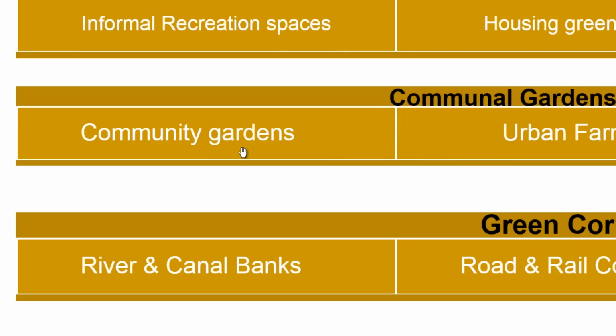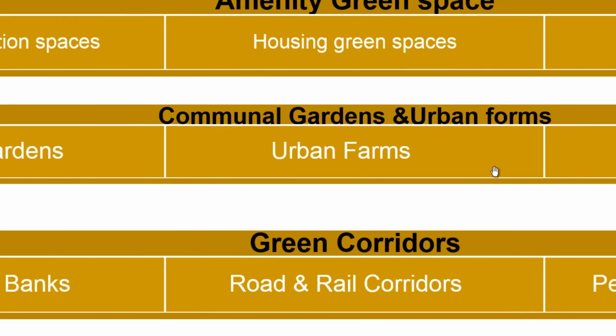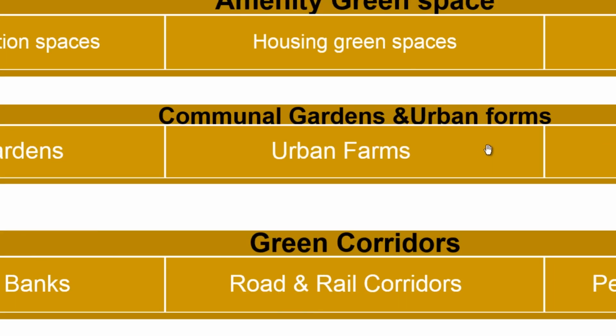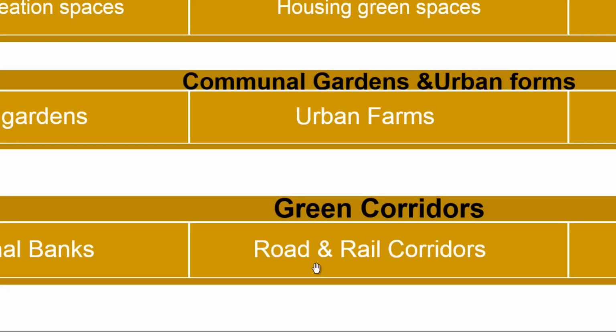And then we have communal gardens. Community gardens are for a particular society or a particular community or a particular area. Then we have urban farms to provide employment and to promote agriculture. Then we have allotments. Then we have green corridors.